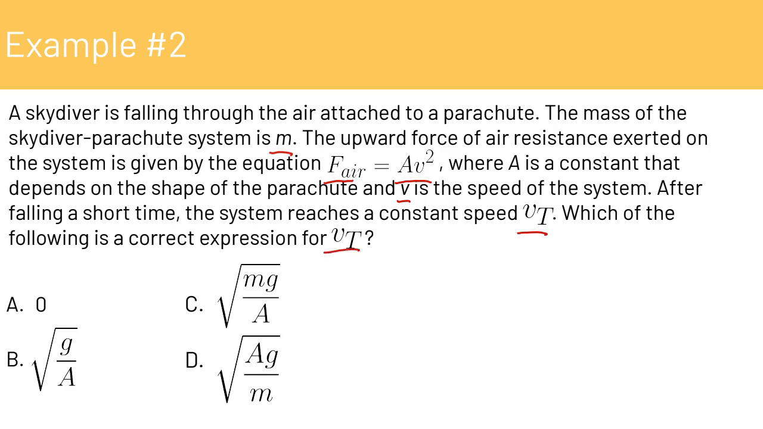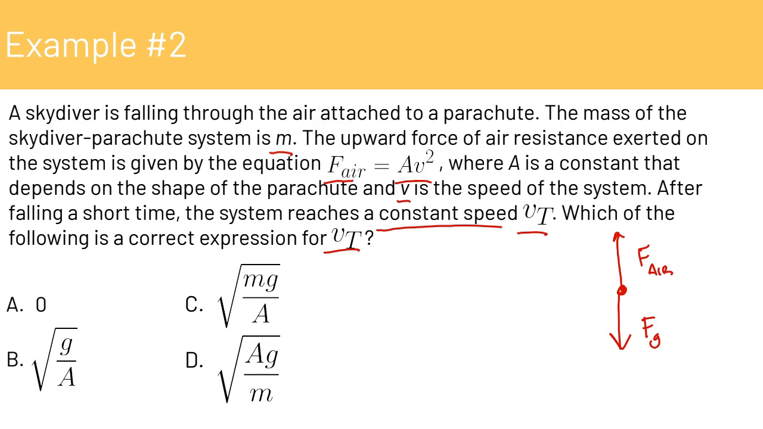Okay, so we know we have a constant speed. So a constant speed is V sub t. So that means our forces must be balanced. So let's draw a free body diagram here. We have the force of gravity pulling down, and then we have the air resistance pushing up, and these two forces must be balanced to make the parachute, the person doing the skydiving, fall at a constant speed.